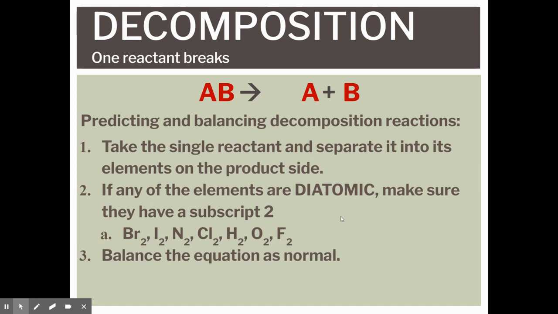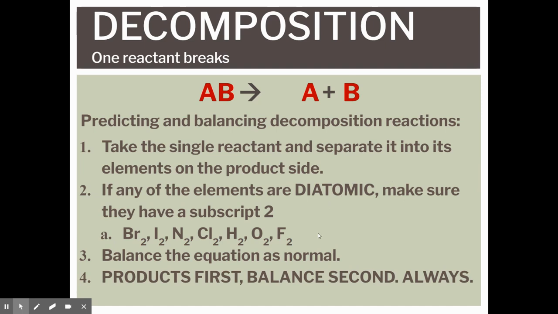After you do that, you balance the equation as normal. And again, I just want to reiterate this. Always write down the products first. Write down the separate elements first and maybe give them a little 2 if they're diatomic, and then balance. Predict the products first and then balance them when you're done with that, okay? Always 2 distinct separate steps.